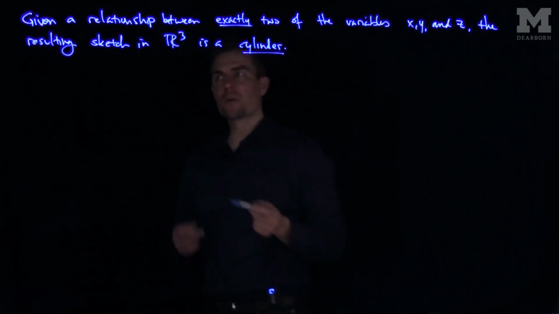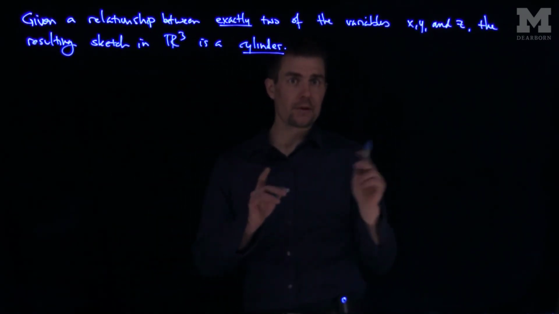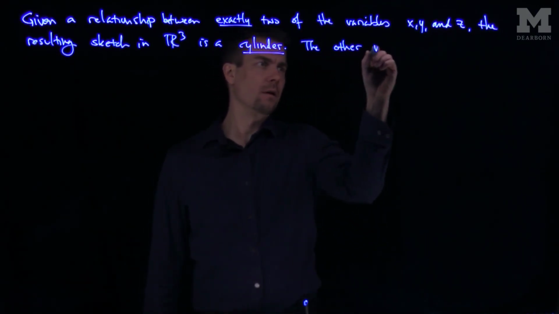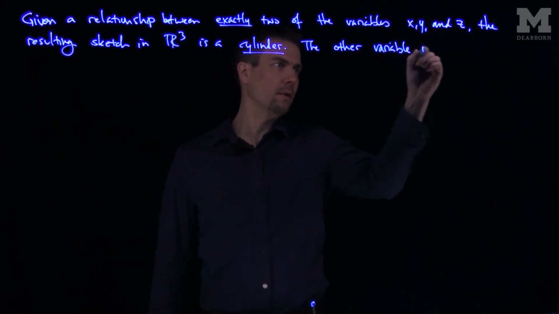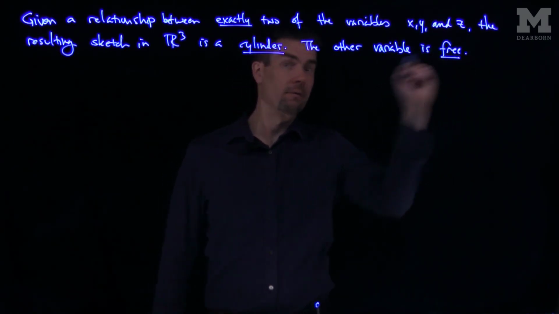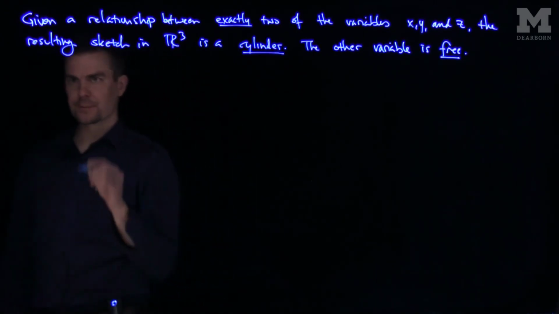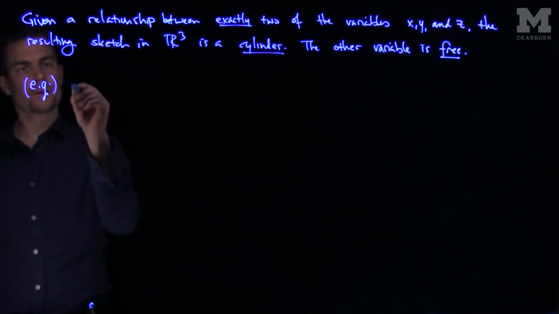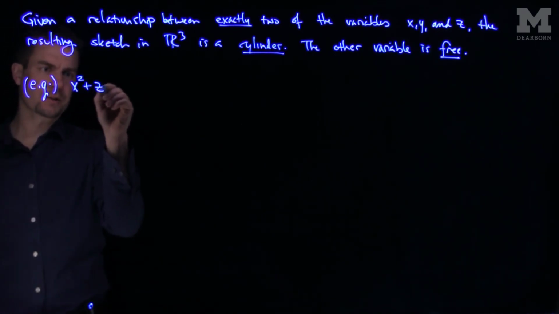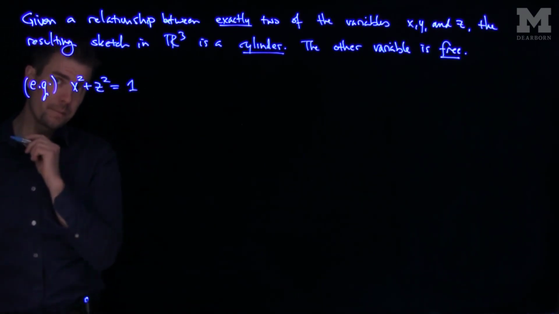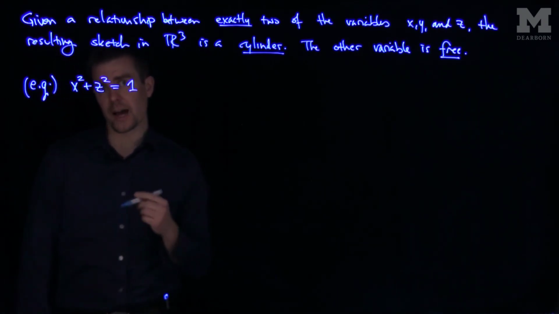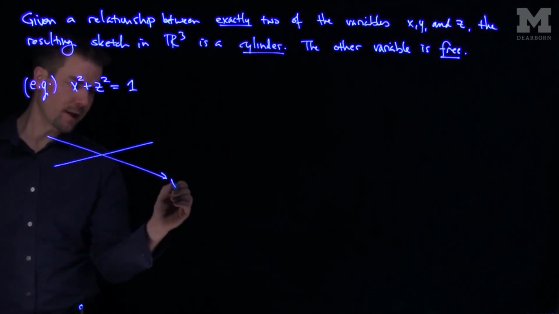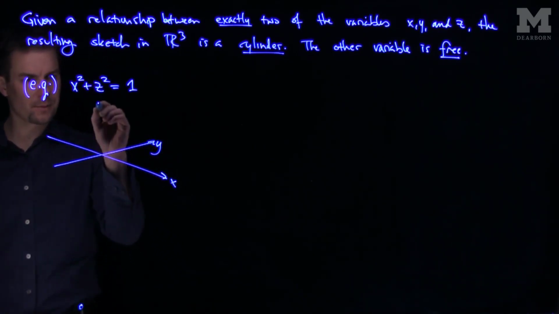What I need to do is give a relationship between two of the three variables, and the other variable will be free. So let's see some examples of this. If I look at this relationship, x squared plus z squared is equal to 1, I could plot this relationship in the xz plane. Here's the x-axis. No, sorry, that's the x-axis. This will be the y-axis, and then this will be the z-axis.